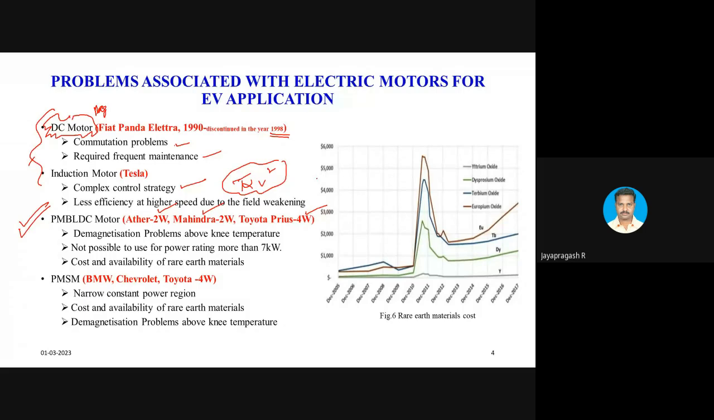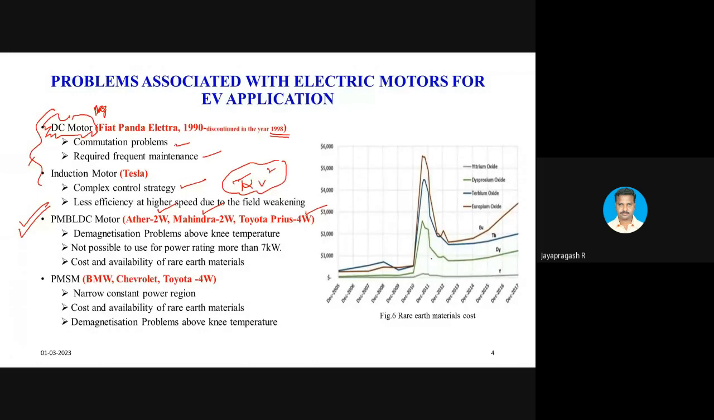We are importing permanent magnets from China, right? And the cost is higher; generally we prefer rare earth material, whose cost keeps on increasing. You can see from the characteristics. So that is one of the major reasons why we are not preferring permanent magnet machines.